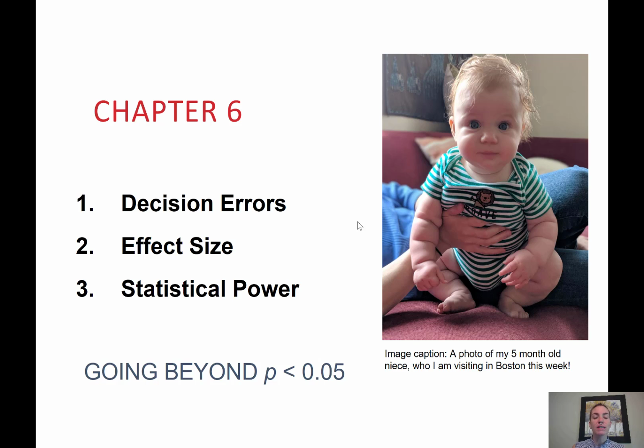So we know that every time we draw a conclusion about whether to reject the null hypothesis or fail to reject the null hypothesis, there's more to the story. We know that we could be making a decision error. We also know that effect size will matter, right? Just because something's statistically significant doesn't necessarily mean that it's meaningful. So that's what we'll talk about when we get to effect size. And then also our ability to reject a null hypothesis when we should be rejecting a null hypothesis is called statistical power. Okay, so those are the 3 things that we'll cover in this lecture.